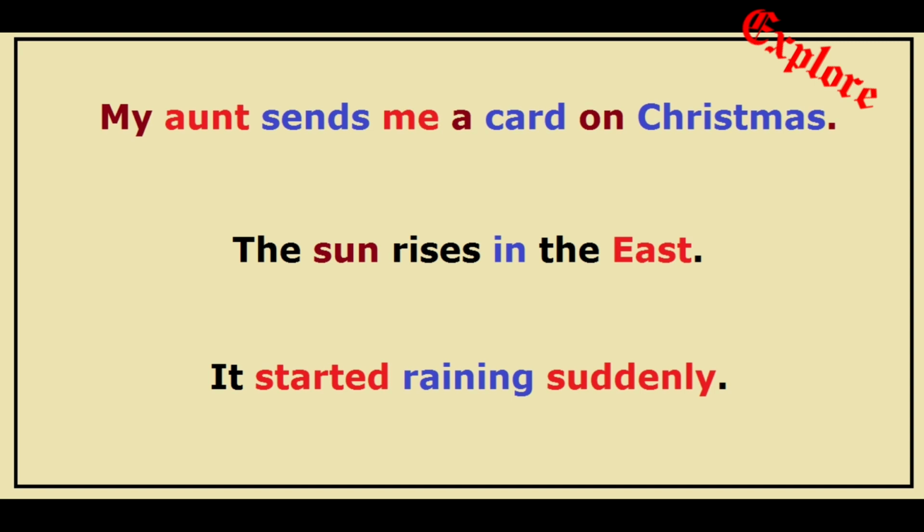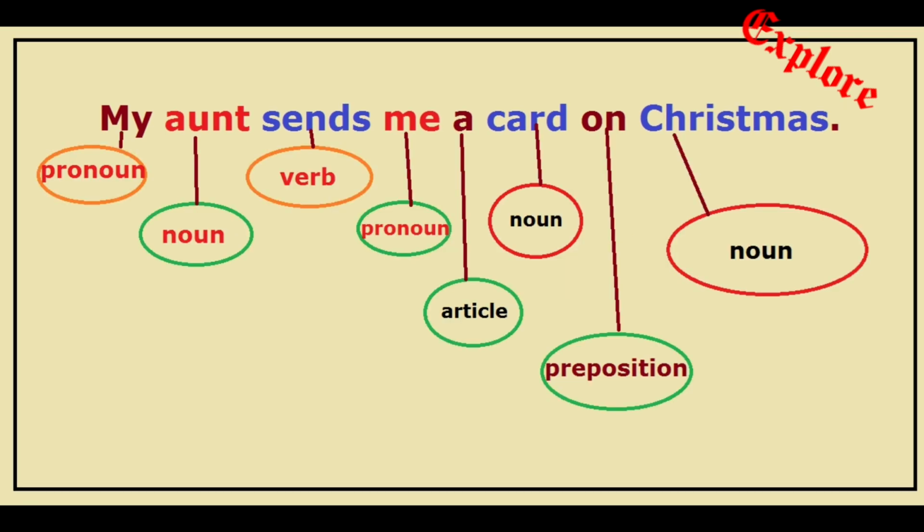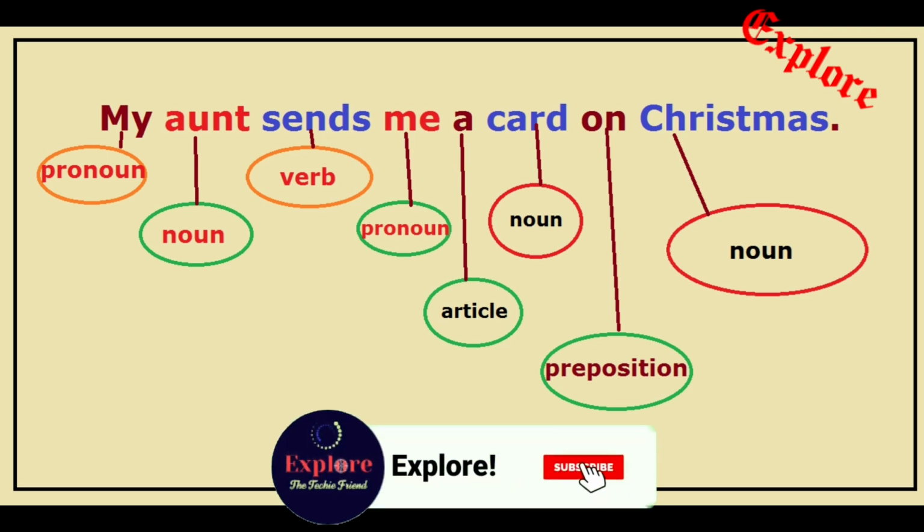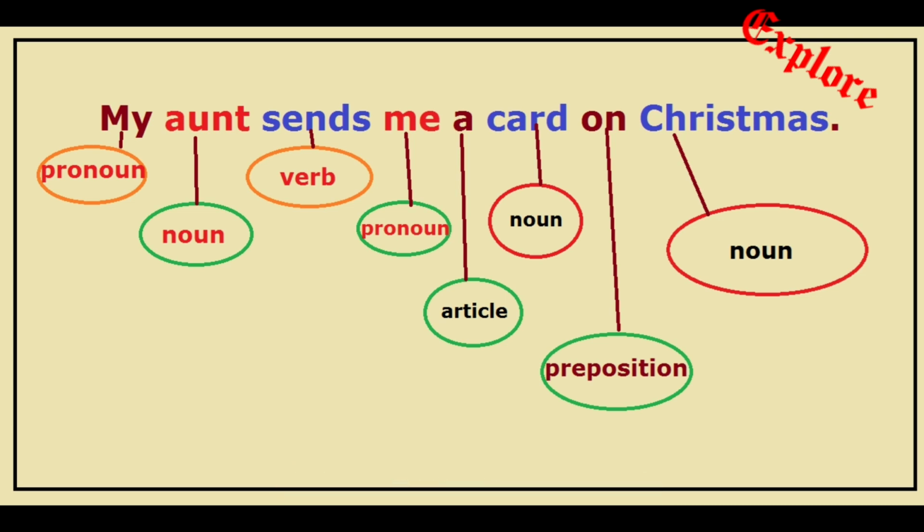Let's read the sentences given here. My aunt sends me a card on Christmas. The sun rises in the east. It started raining suddenly. Can you name each part of the sentence? My, pronoun. Aunt, noun. Sends, verb. Me, pronoun. A, article. Card, noun. On, preposition. And Christmas is again a noun.